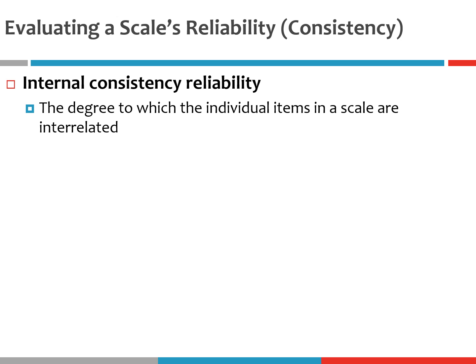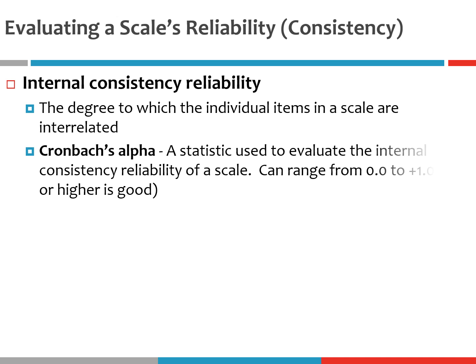And the measure for this is internal consistency. It's a form of reliability, and it's computed using something called Cronbach's alpha. Cronbach's alpha is used to evaluate the internal consistency of a scale. You want a value of Cronbach's alpha greater than or equal to 0.80. That means all the items on the scale kind of measure the same thing about 80% of the time.